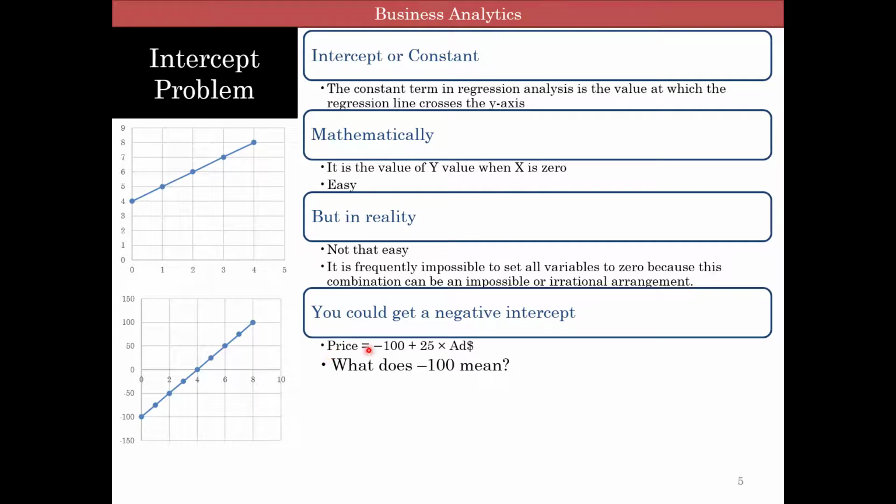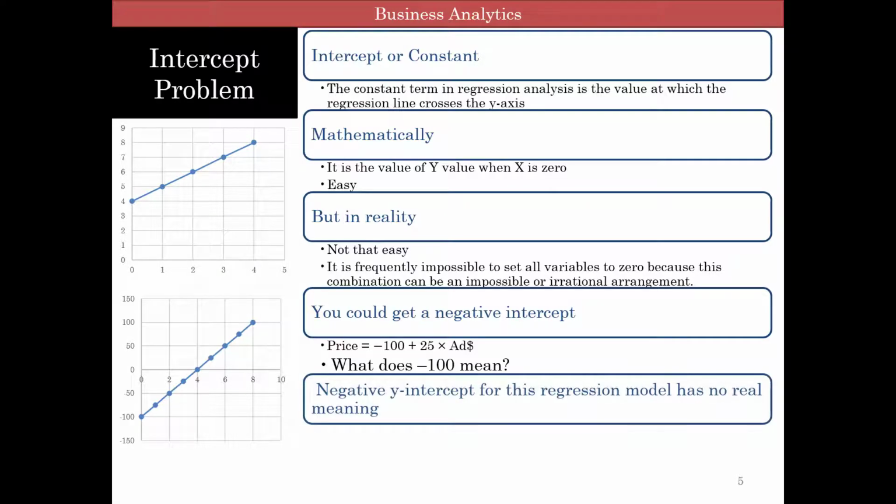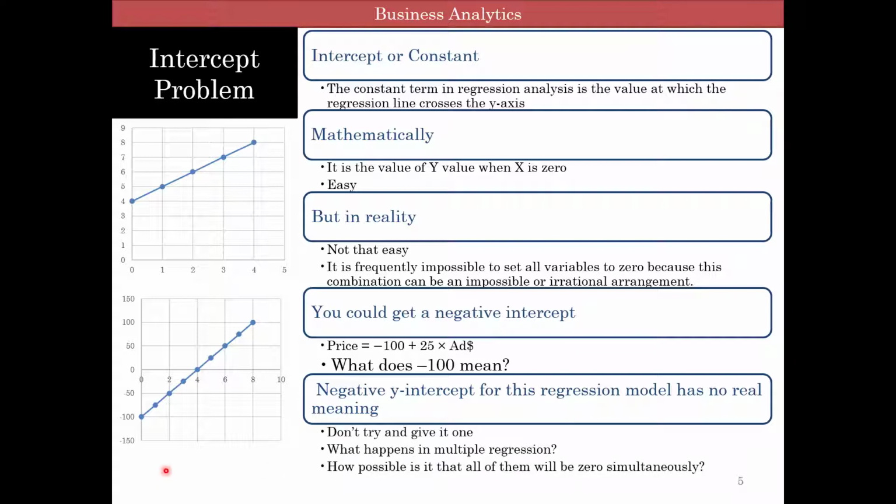Let's take the example of price equals minus 100 plus 25 multiplied by the dollars you spend on advertisement. Well, what does minus 100 mean? Does it mean that when you don't have any advertisement, you're going to pay people to buy the product? So sometimes the meaning of the intercept can be really absurd, and a negative y-intercept for this regression model has no real meaning. So when that happens, don't try to give it one.